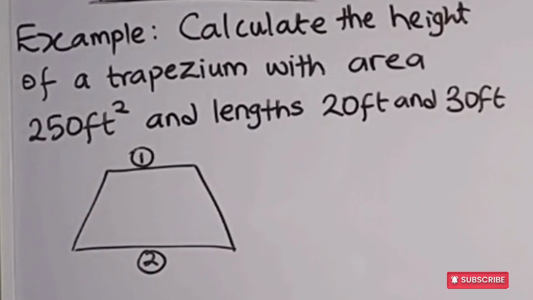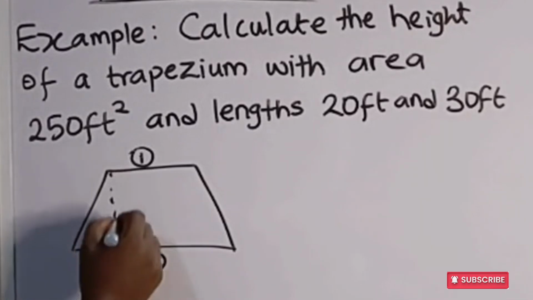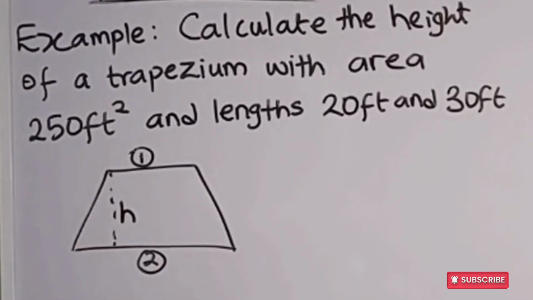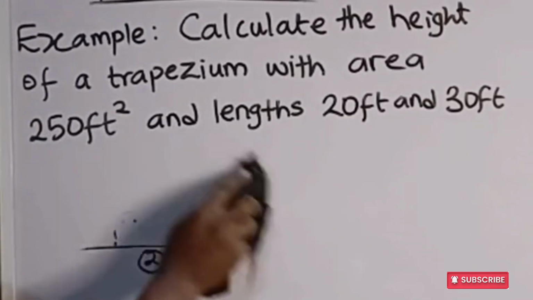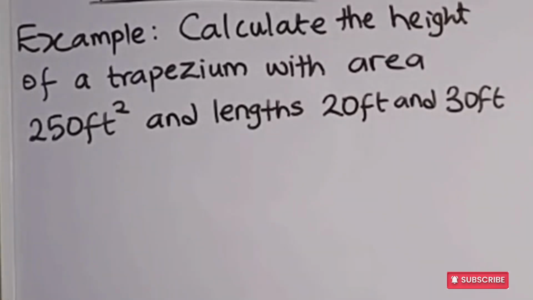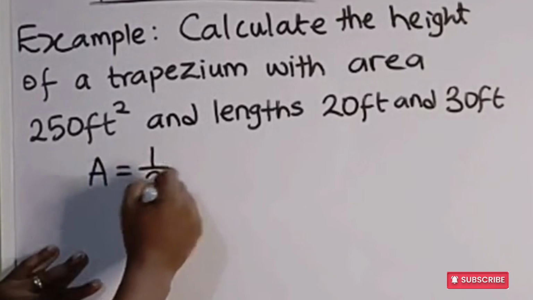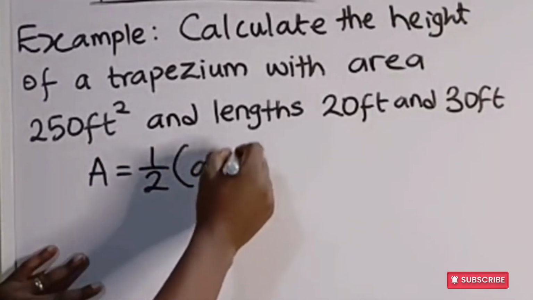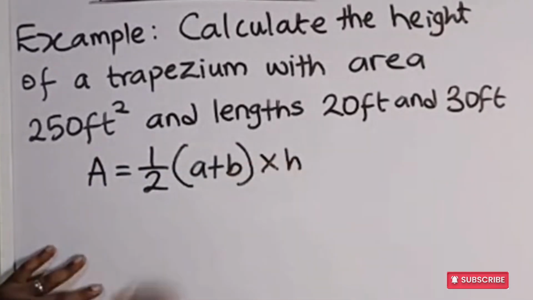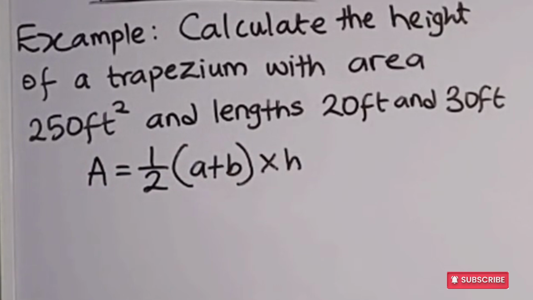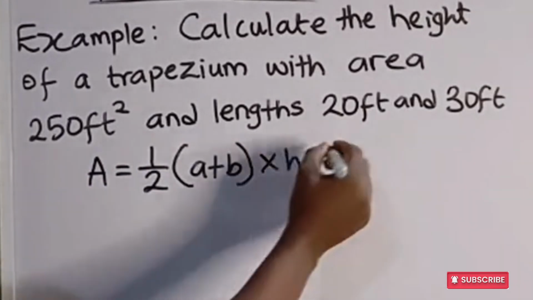So what we are looking for is the height. We already know the area to be 250 square feet. So area is equal to half A plus B multiplied by the height. So we know our area to be 250.